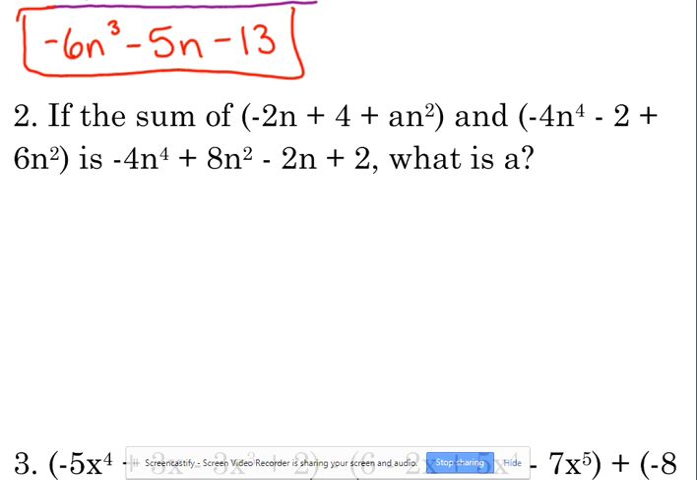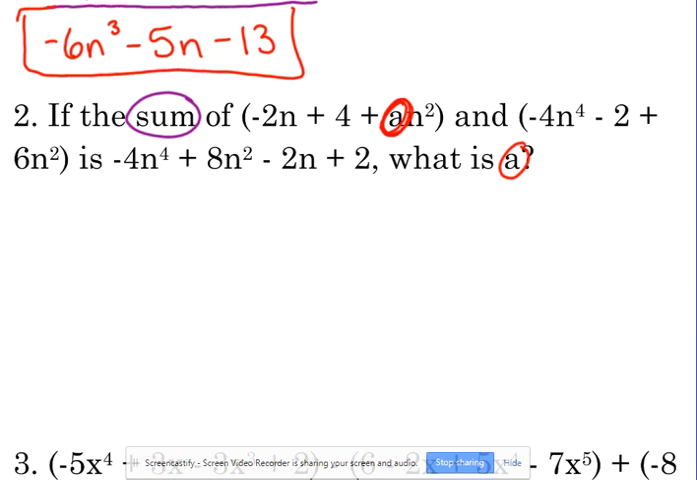Let's look at number 2 here. It says if the sum of -2n plus 4 plus an squared, what's up with this a right here? Let's keep reading. And -4n to the 4th minus 2 plus 6n squared, that one didn't have any weird letters in there, is -4n to the 4th plus 8n squared minus 2n plus 2. What is a? So we're trying to figure out what that coefficient is that will make this true. What is a keyword in this problem?